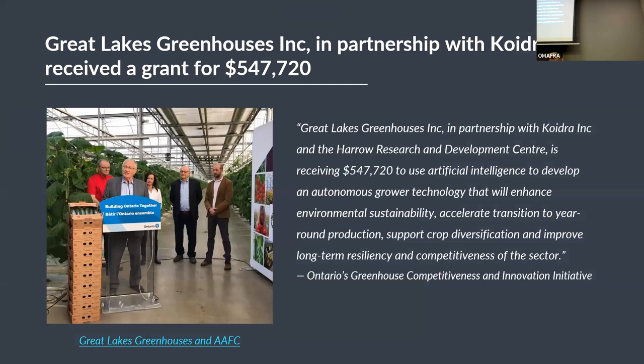So next, in 2021, we collaborated with Greg Lex Greenhouses, represented by Mark here, and also with the Harrow Research Center, and we received a grant to apply the autonomous growing tech to a real commercial greenhouse.